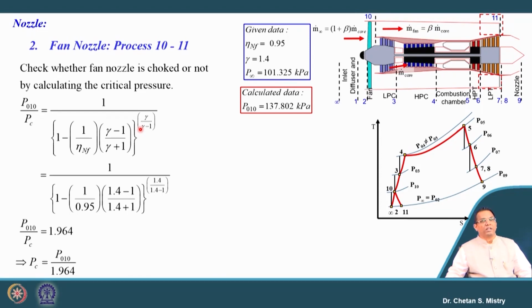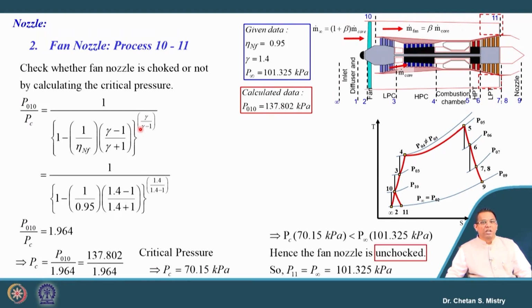Okay. And this will give the critical pressure here as 70.15 kilopascal. In this case you can see this pressure is lower than our atmospheric pressure of 101.325 kilopascal. That is the reason why this nozzle is an unchoked nozzle, and we can say our exit pressure to be 101.325 kilopascal.